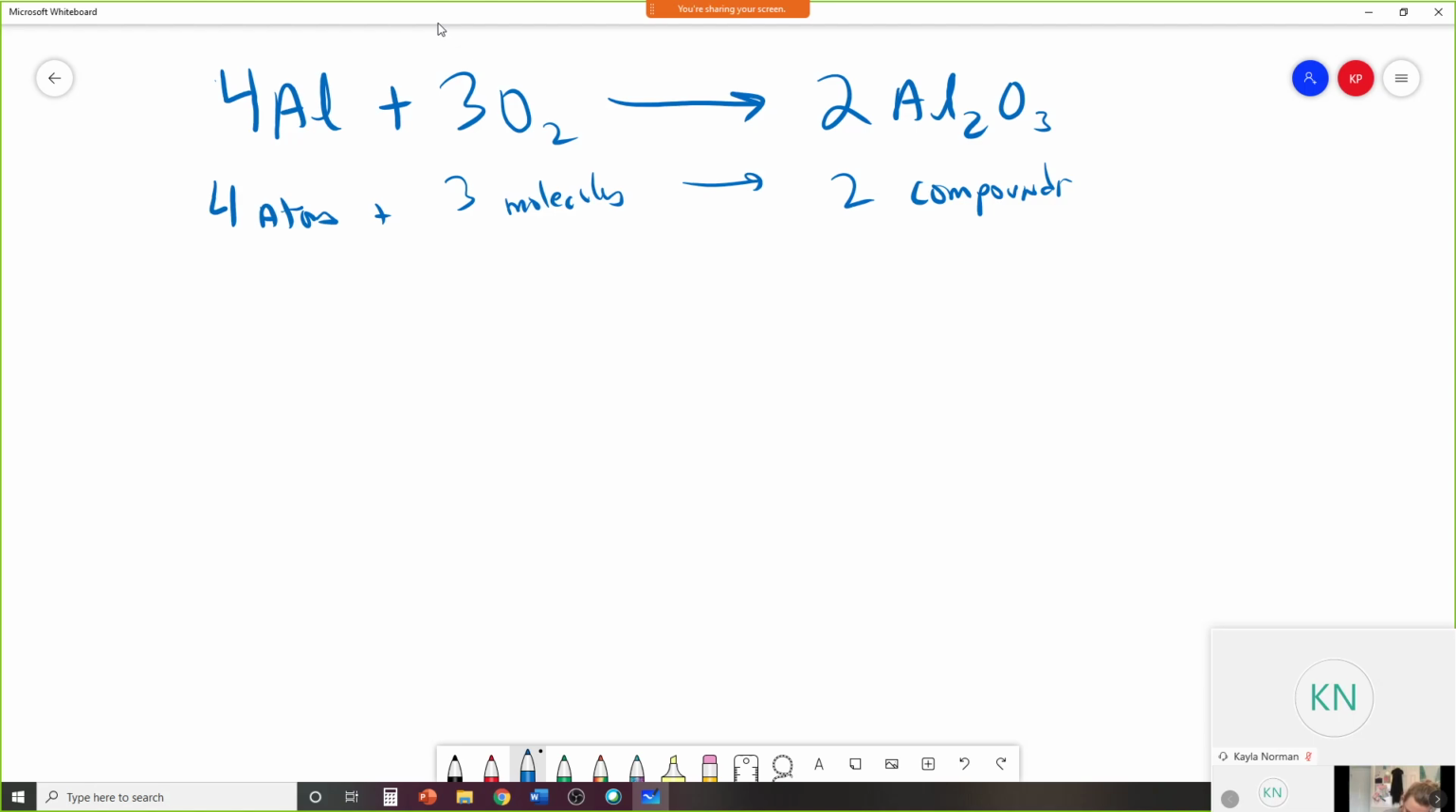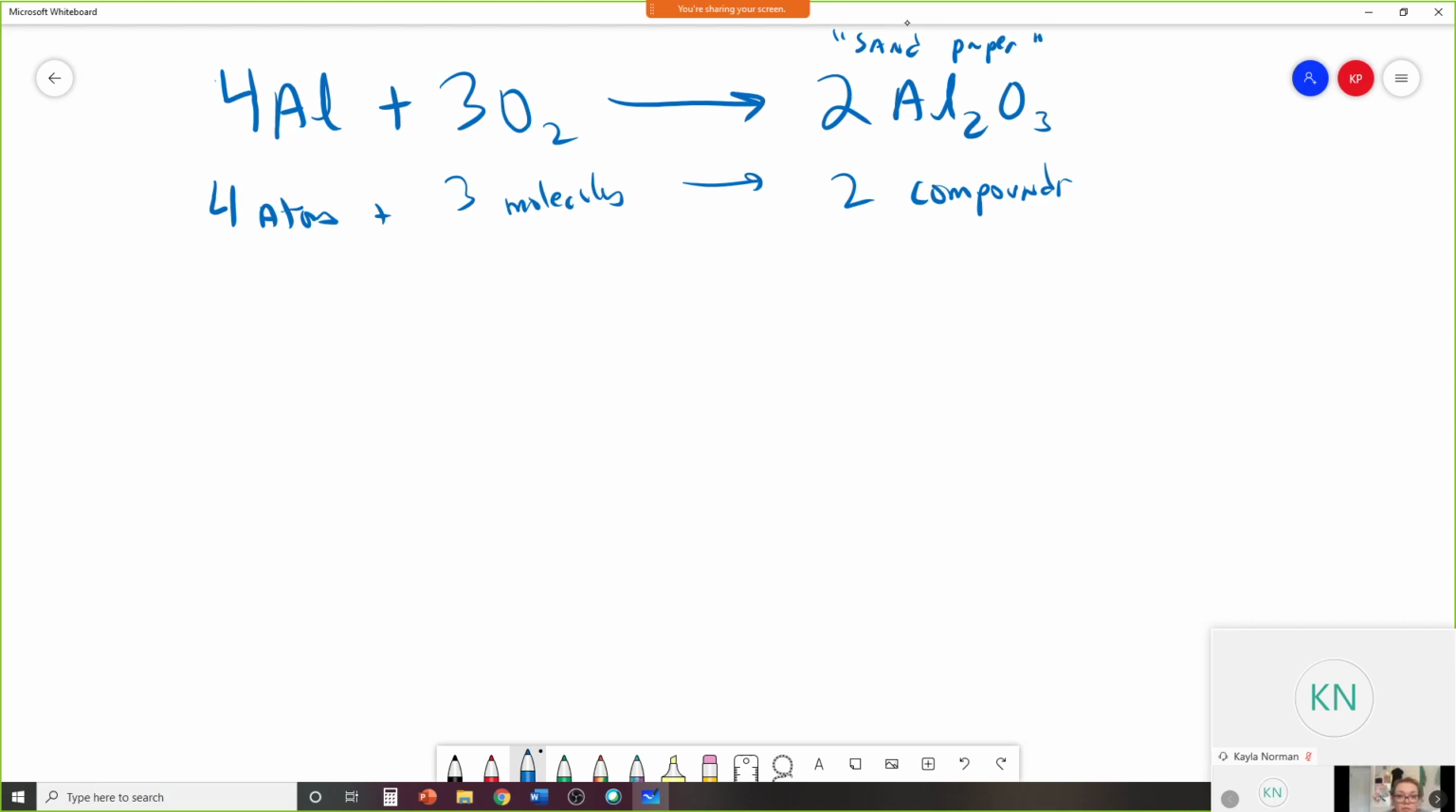Atoms and molecules are really small, and it would be very inconvenient to count out 4 atoms of aluminum and 3 molecules of oxygen. For one thing, if we're making aluminum oxide, and by the way, aluminum oxide is sandpaper, in case you ever wondered what sandpaper is made out of, it's usually aluminum oxide. All right. And so if I want to make sandpaper, I'm going to need a lot more than 4 atoms and 3 molecules to make tons of aluminum oxide because, well, molecules are small. Okay, you're going to need a lot of them.